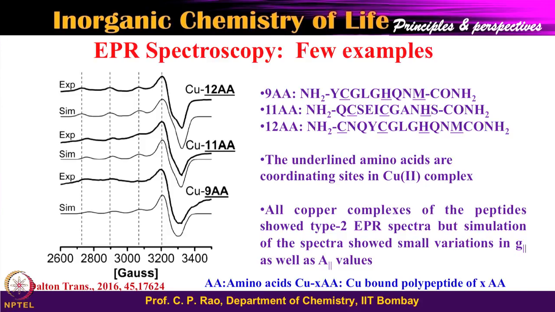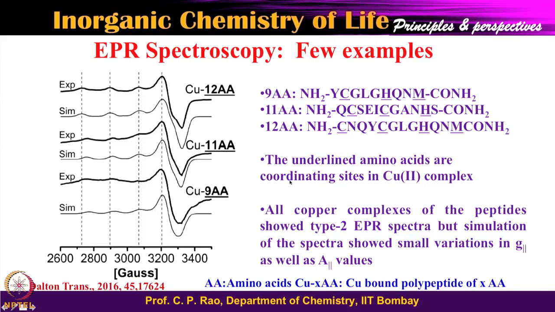You know why copper 1 plus cannot be studied? Copper 1 plus is a D10 system, copper 2 plus is a D9 system. So, a D9 system will have an unpaired electron, a D10 system will not have an unpaired electron, therefore, copper 1 plus cannot be studied at all. Okay. So, that is the kind of thing.